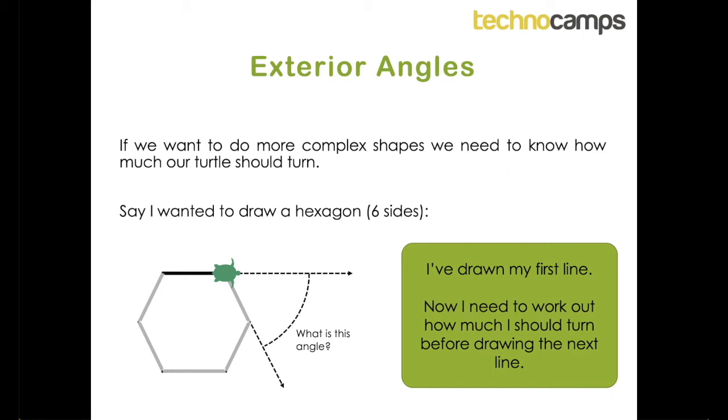Now, when I draw out a rectangle, I start with a line, and then my turtle turns 90 degrees. And what the turtle is doing is turning the exterior angle of the rectangle. So if we were doing a more complex shape like a hexagon, we need to find out what its exterior angle is. What is an exterior angle?